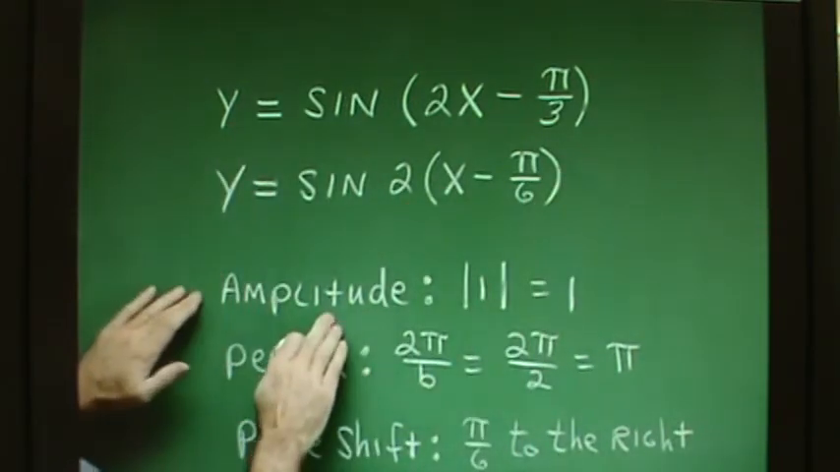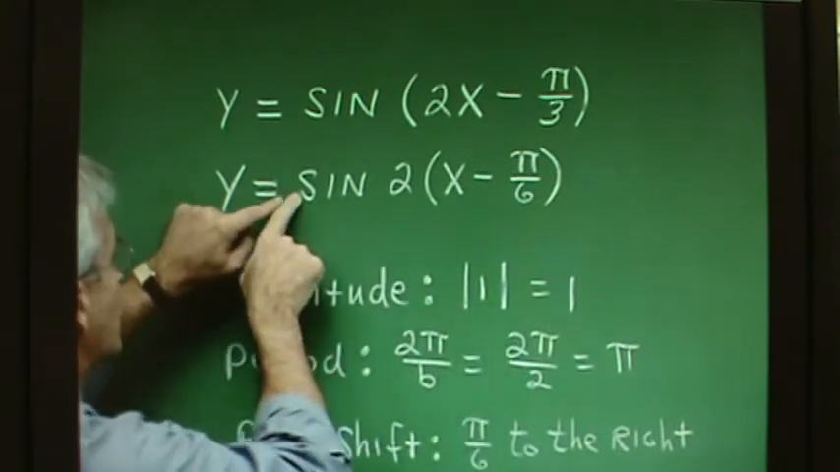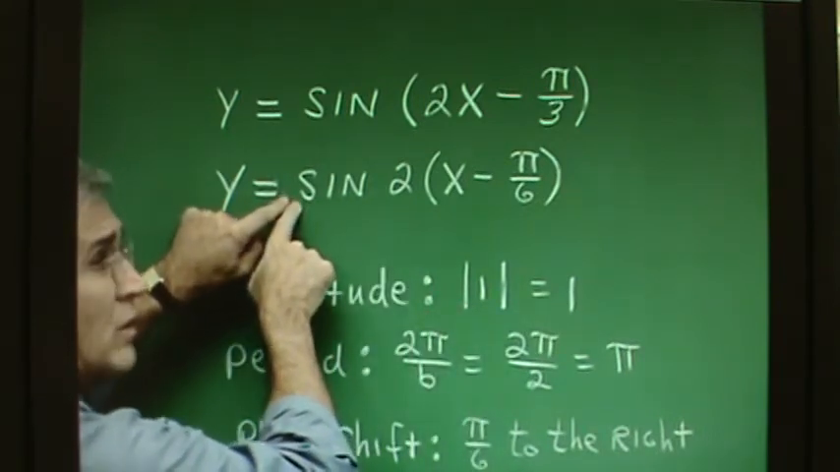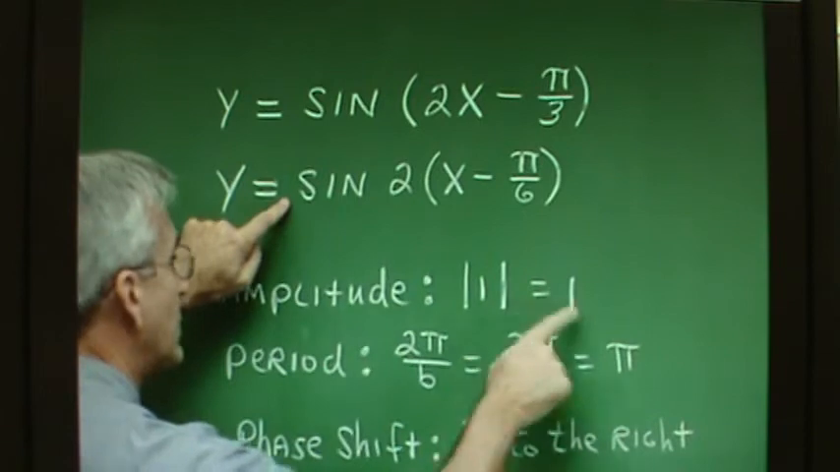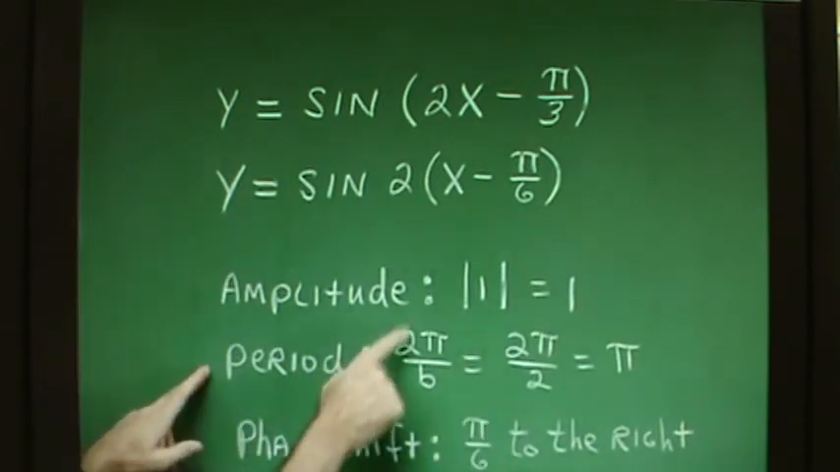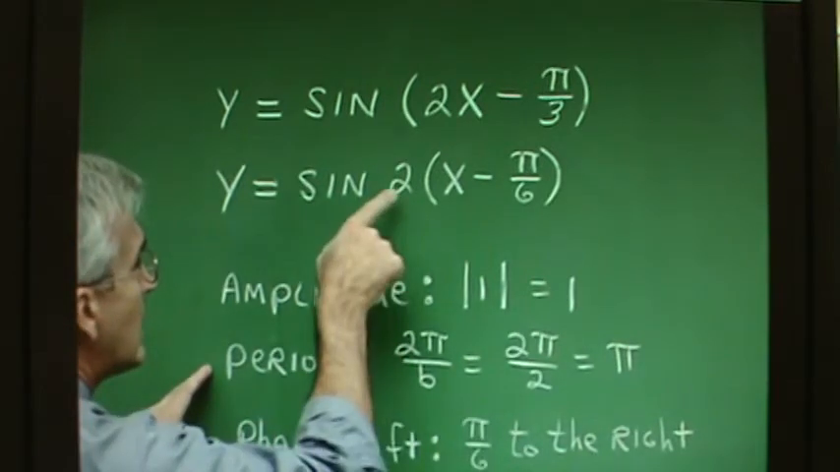We know the amplitude is the absolute value of the coefficient of sine here, and that coefficient is understood to be 1, so the amplitude is 1. The period is 2 pi over b. The b value is this 2.